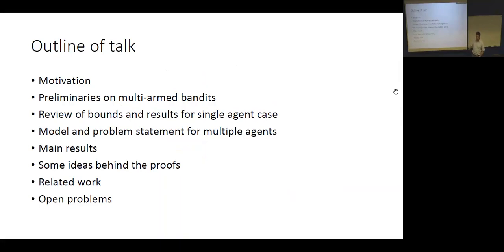Okay, so I'll start with motivation and some preliminaries, and then I don't assume that you are all experts on bandits, so I'll give a review of some bounds and results, what's known for a single agent, and then we'll go on to the multi-agent setting, and then I'll specify the model we are looking at and give a somewhat more formal statement of the problem. Then I'm just going to state the main results. We won't go into details of the proofs, but just very briefly sketch some of the ideas behind the proofs. And then I'll conclude with related work.